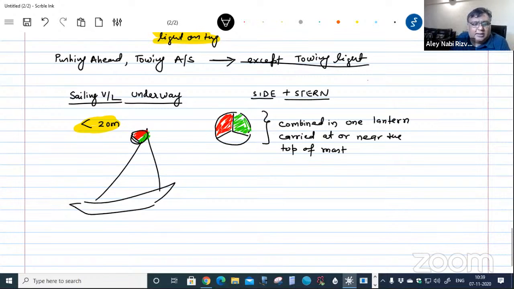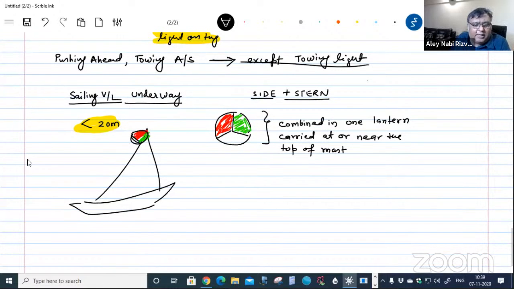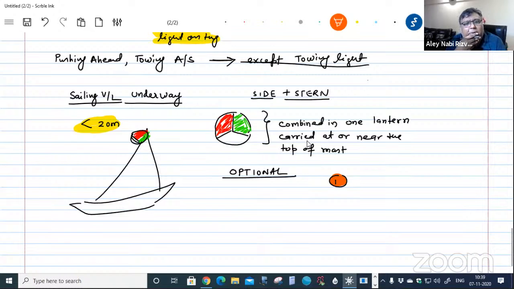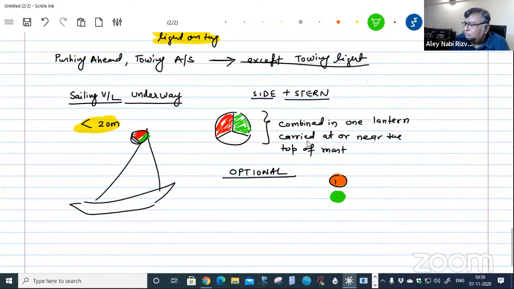Now we shall have another light. The sailing vessel underway, in addition to these lights, may exhibit at or near the top of the mast where they can best be seen two all-round lights in a vertical line, the upper being red and the lower being green. By the way, these are optional lights because it is not compulsory.